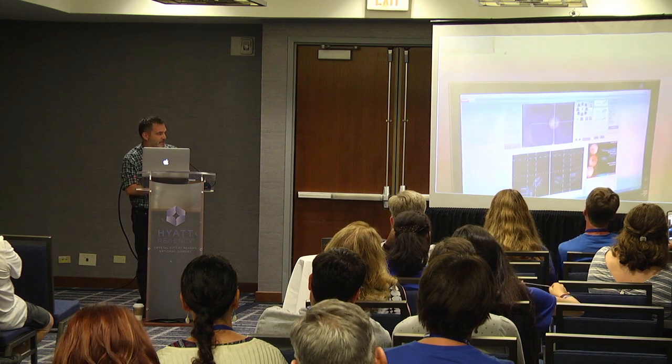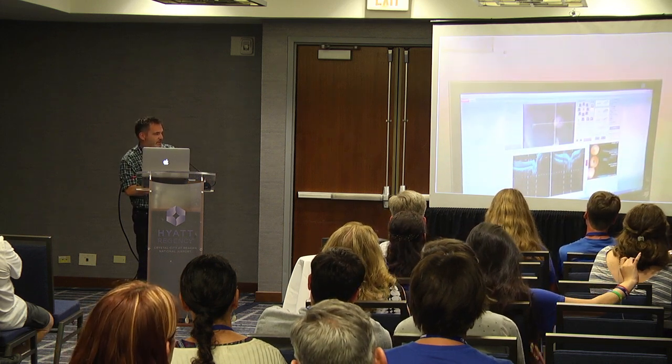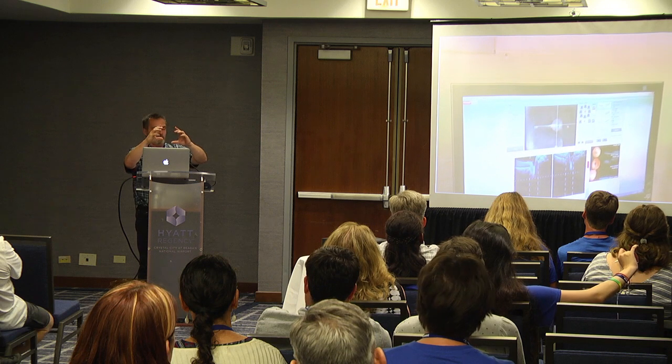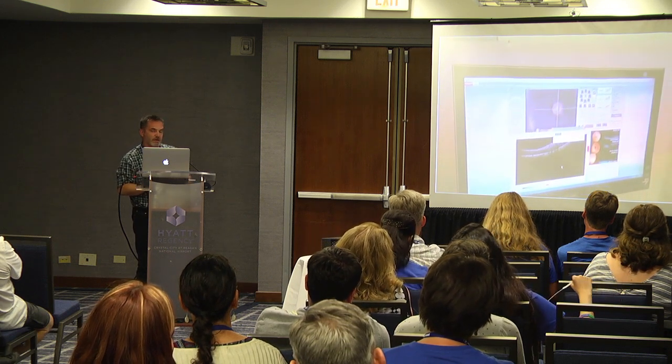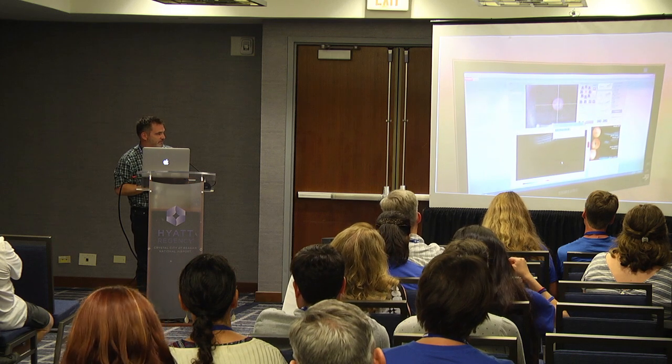Another part of the eye that we're interested in is the optic nerve. There's the optic nerve. It's basically the hole in which all the wiring comes out of the back of the eye and goes to the brain, so we can image that as well. That's a very important part of the eye to image.